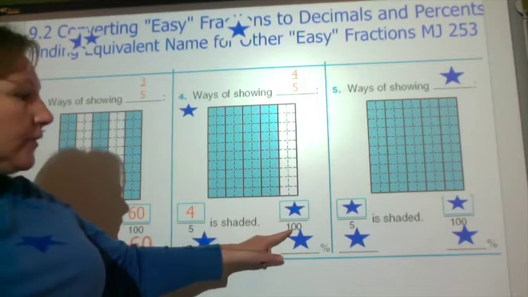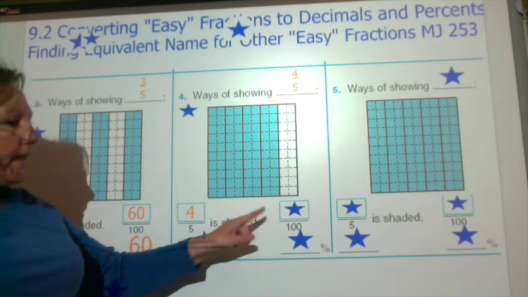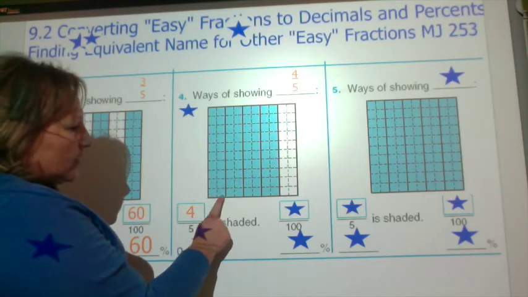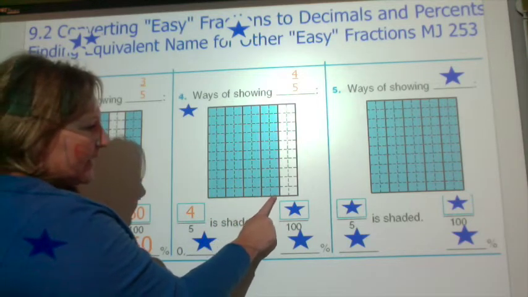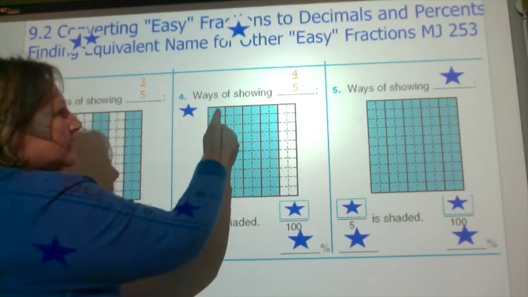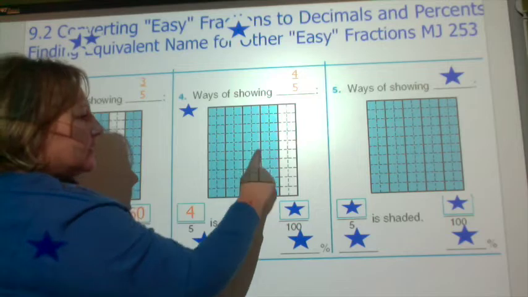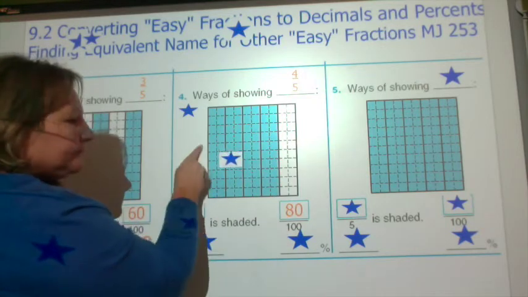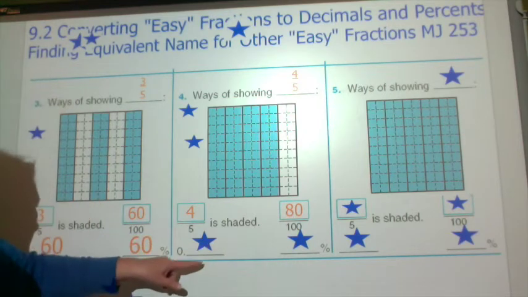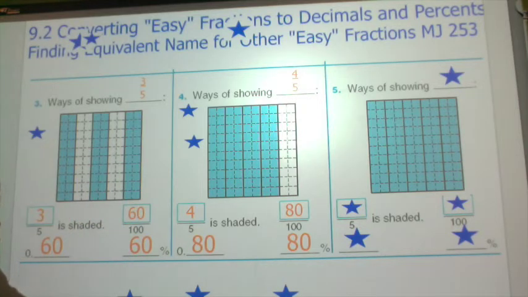Okay, let's convert that to hundredths. These are equivalent fractions. Forgot to show you that last time. 4/5 is exactly whatever hundredths this is. So let's find out how many hundredths are shaded. Here's 10, 20, 30, 40, 50, 60, 70, 80. Remember, boys and girls, I'm using this as my column. This is worth 10, 20, 30, 40, 50, 60, 70, 80. Okay, being this is 100, we have 0.80 and 80%.